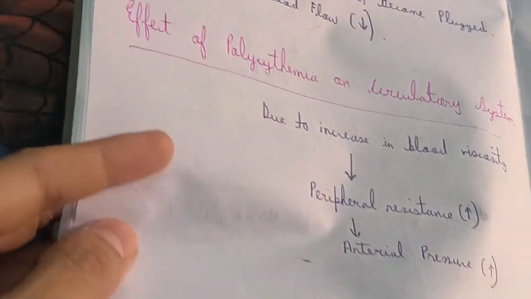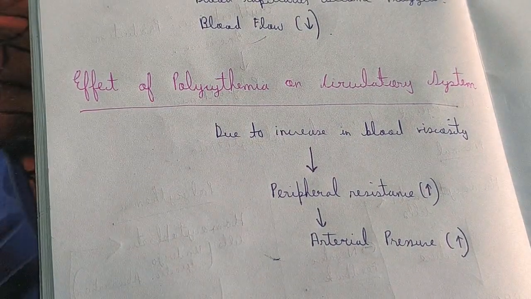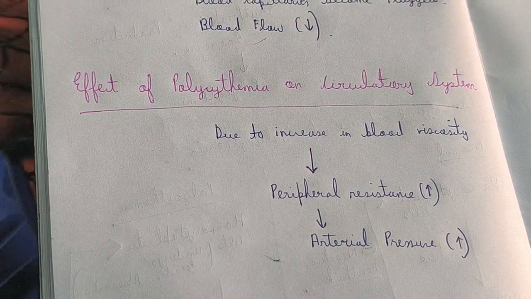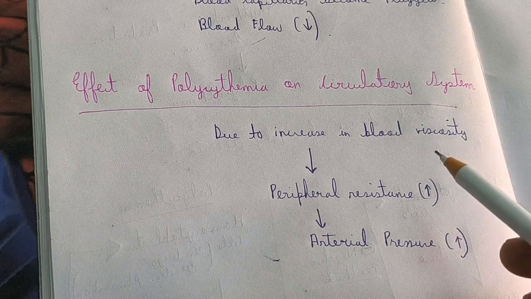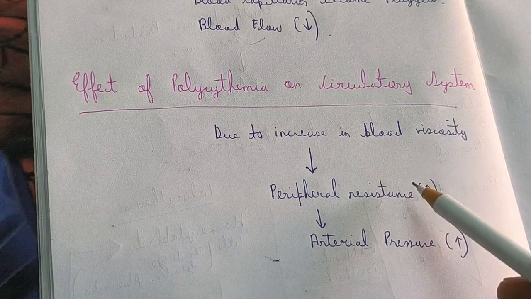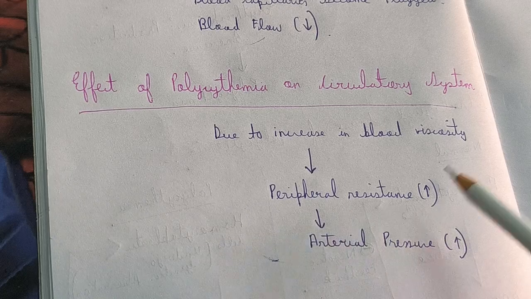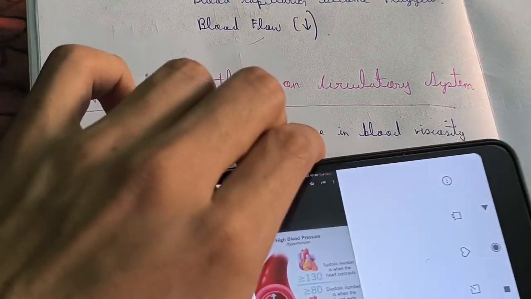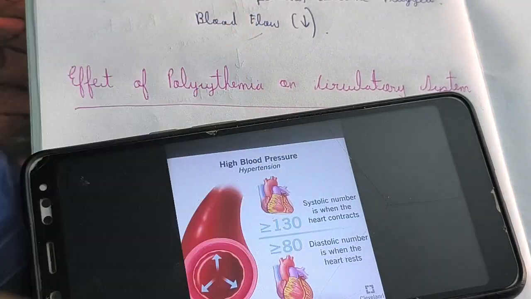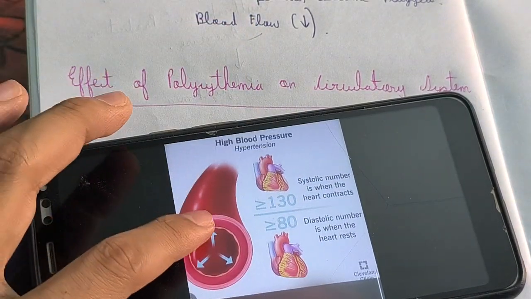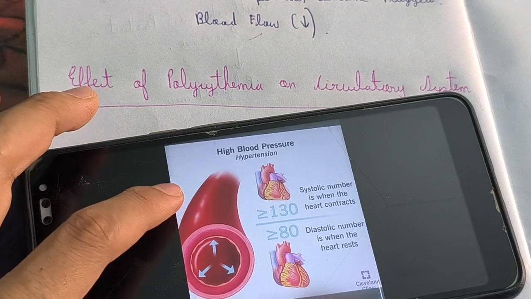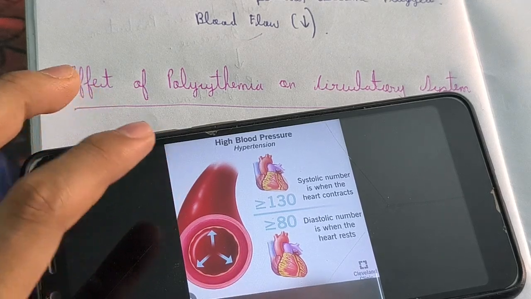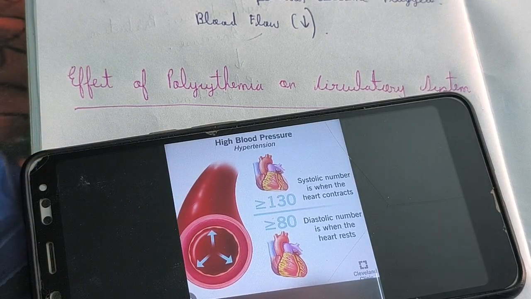Now the second point, as I have mentioned, is that blood viscosity increases, and this also increases peripheral resistance, and as a result arterial blood pressure increases. And this leads to hypertension. Here you have seen this is the high blood pressure. So this is also an effect of polycythemia.